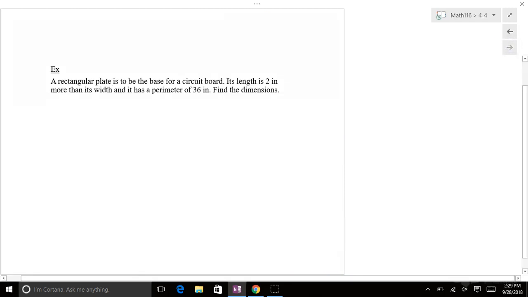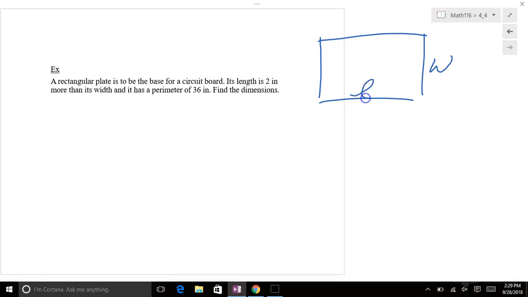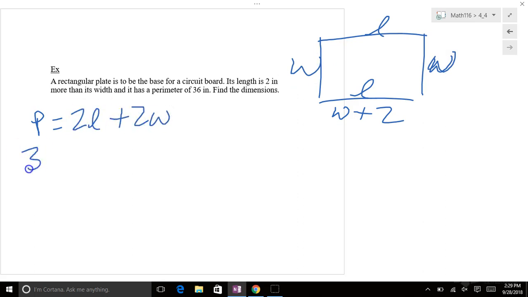All right, last one. We got this rectangular plate. This will be the base for a circuit board. Its length is 2 inches more than the width. So here's our width, and this length right here is 2 inches more than that. And it has a perimeter of 36 inches. If you remember the perimeter, you're adding up the length plus the length plus the width plus the width. So we got 2 times the length plus 2 times the width is your total perimeter, which here they tell us it's 36 inches. So 2 times the length, well, the length is the 2 inches more than the width.